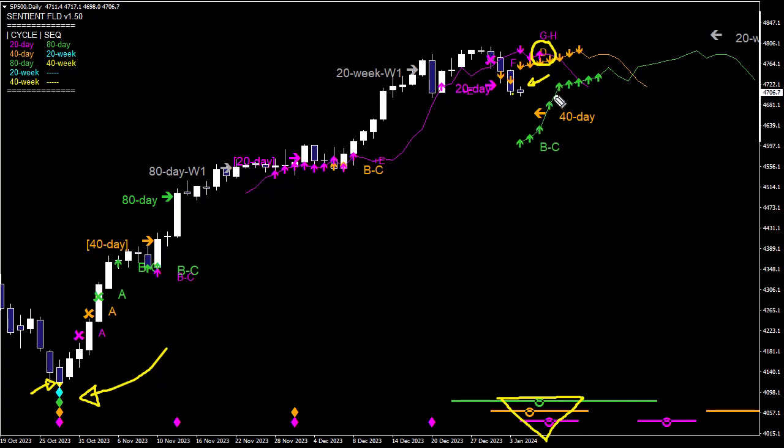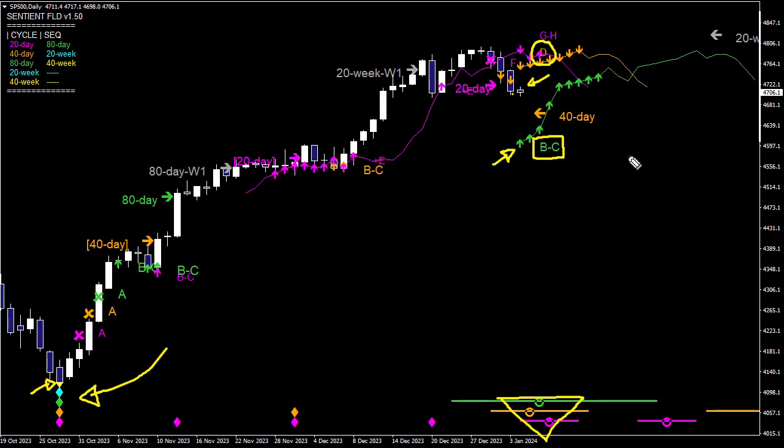But what are we expecting in terms of this green sequence cycle FLD? Of course, you can see it displayed here. We're expecting a BC category interaction. What are our symbols telling us? They are arrows pointing upwards. In other words, this green cycle FLD is expected to provide support.